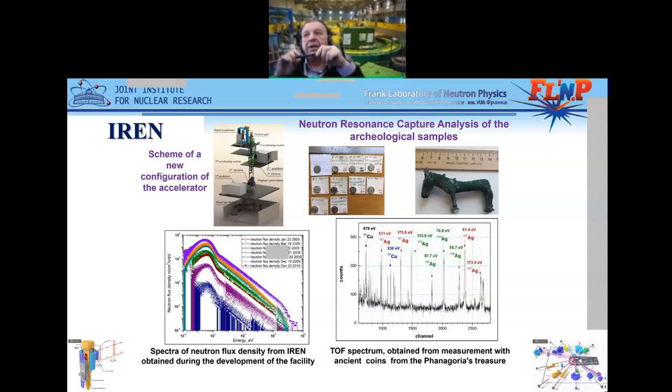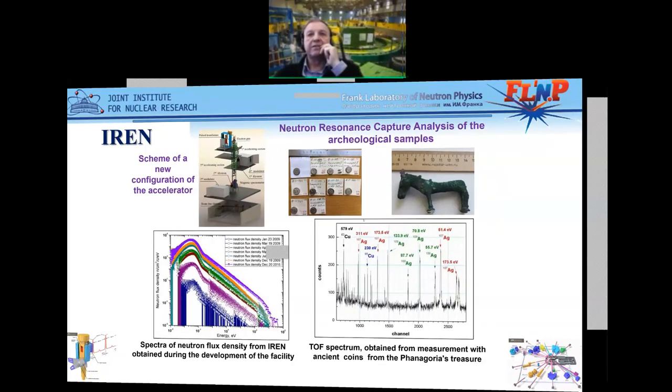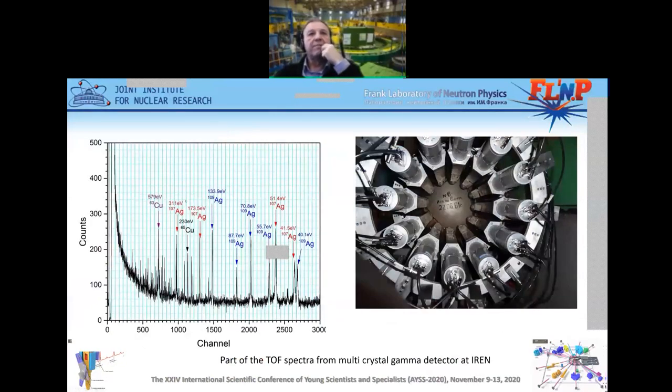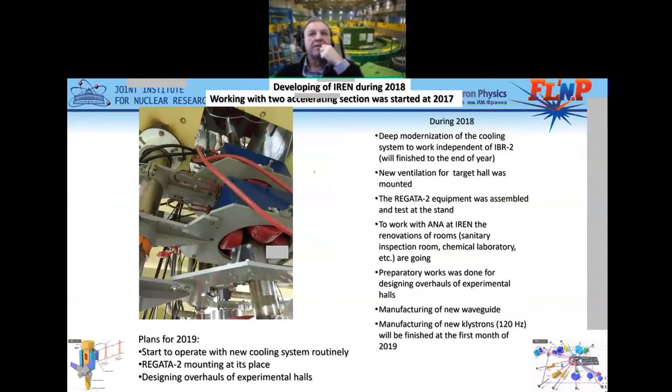The main difference between IREN and IBR-2 is the pulse width. At IBR-2, the pulse width is 200 microseconds. The IREN pulse width is 100 nanoseconds, orders of magnitude shorter. And this gives us the possibility to measure the neutron energy to a much higher limit compared to the IBR-2. It gives us the possibility to measure the properties of the excited nuclear structure, the resonance structure of the cross sections, which I mentioned in my introductory part of the lecture. And this is an example of a measurement of these resonance cross sections in the corresponding energy range.